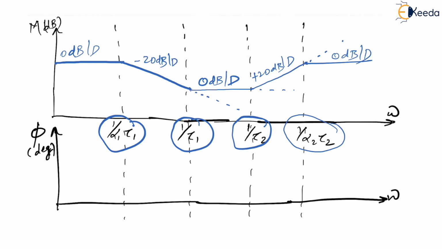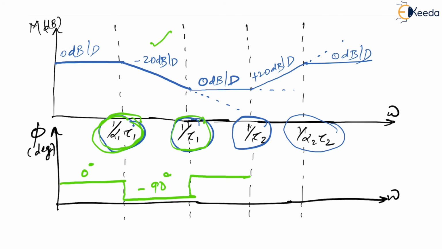Now, if you think of the angle plot, what happens from 0 to 1 by alpha 1 tau 1? There is nothing, which means there is going to be 0 degrees. Now, after that, what happens? At 1 by alpha 1 tau 1, I have got a pole. How do you know that? Because minus 20 dB per decade itself says so. So this will become like this, minus 90 degrees. Now, at 1 by tau 1, I have got a 0, which means this goes up like this and just continues this way.